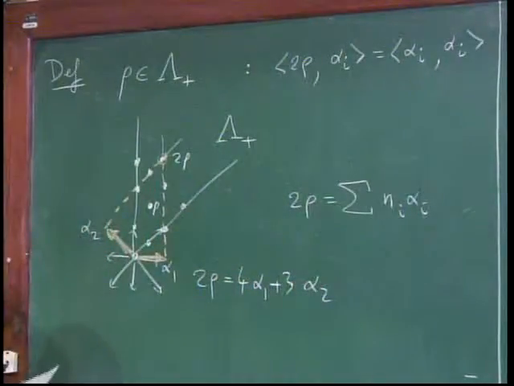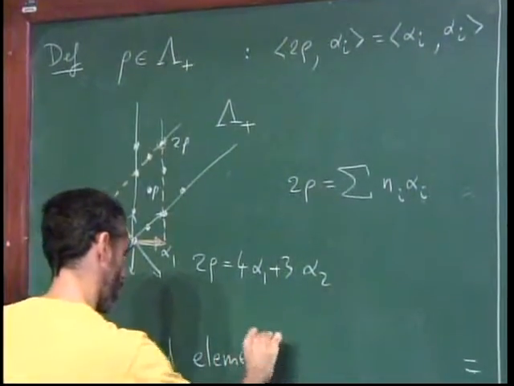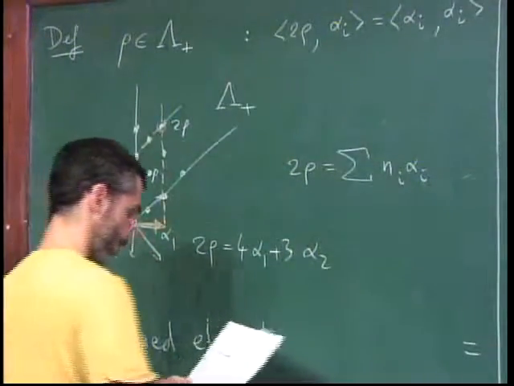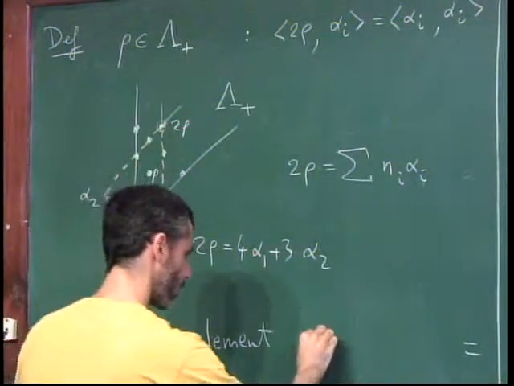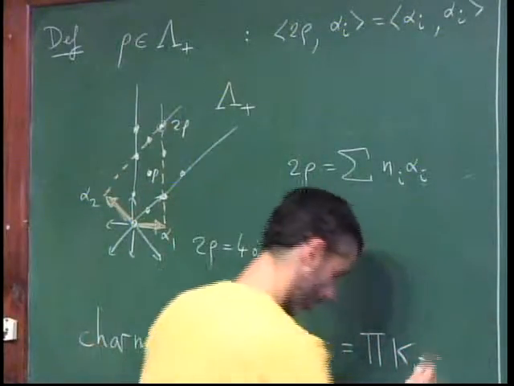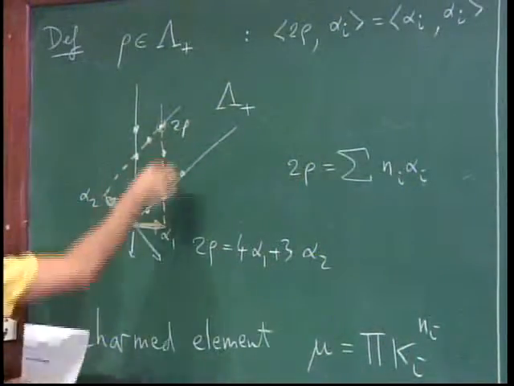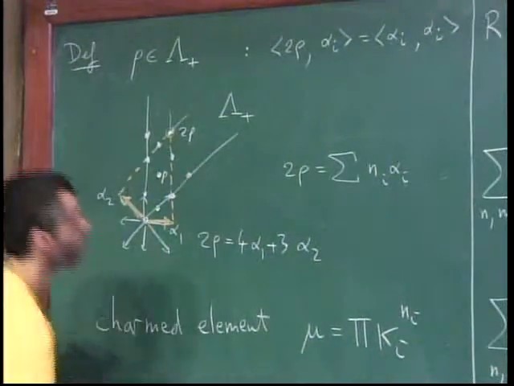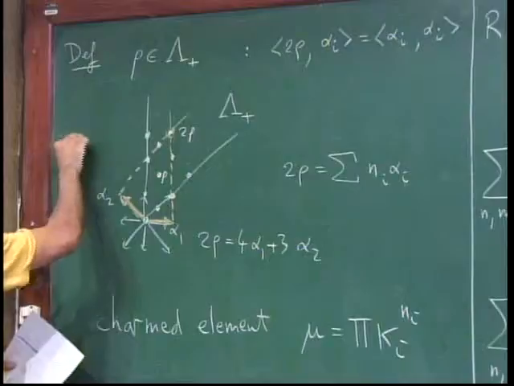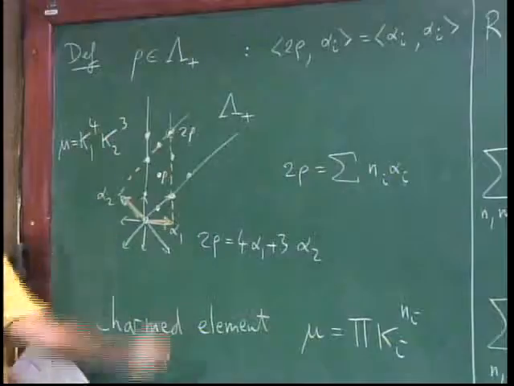That's in this example. And then using those numbers, I can define the charmed element as being mu, the product of the k_i to the n_i, where n_i are these numbers. So in this particular example, we would have mu equals k1 to the 4th times k2 to the 3rd.